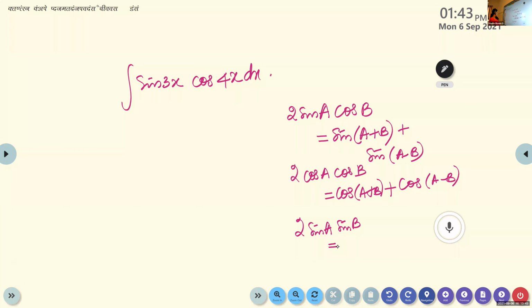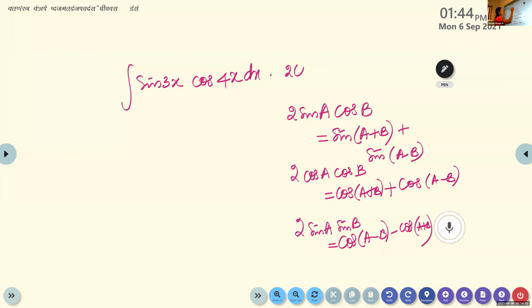What is 2 sin A sin B? Sania, what is 2 sin A sin B? Cos A minus B minus cos A plus B. Yes, cos A minus B minus cos A plus B.